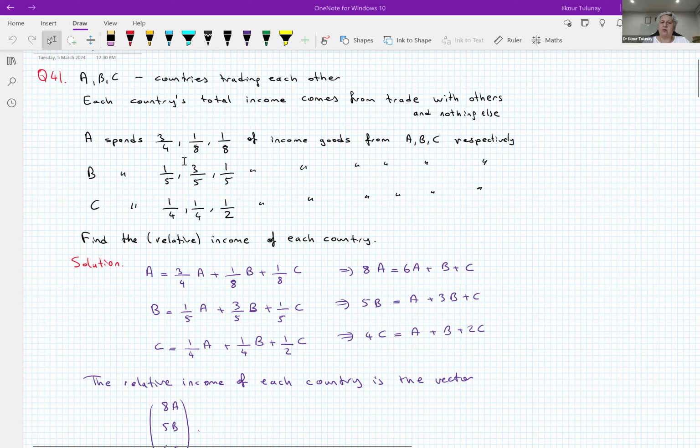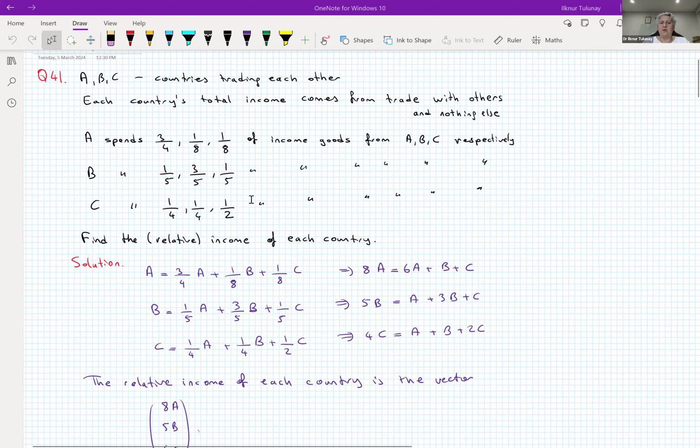A spends 3/4, 1/8, 1/8 of its income on goods from the countries A, B, C respectively, and B spends 1/5, 3/5, 1/5 of its income on goods from A, B, C respectively, and C spends 1/4, 1/4, 1/2 of its income on goods from the countries A, B, C respectively. Now, we would like to find the relative income for each country. Our aim is to practice linear systems of equations, and this is an application of them.